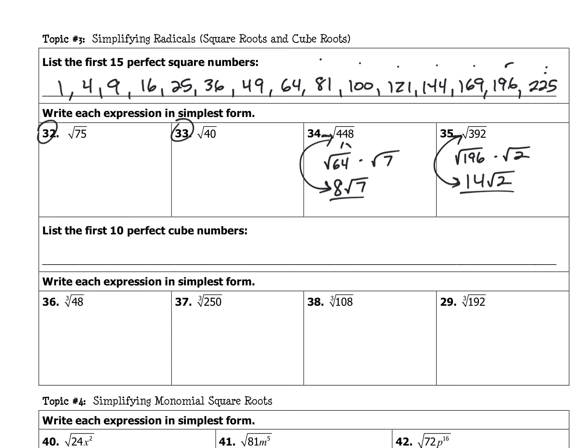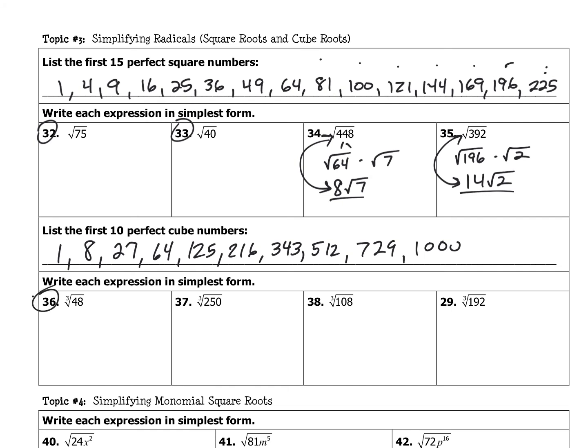All right, so list the first 10 perfect cubes. So this is like the first 10 numbers cubed. 1 cubed is 1, 2 cubed is 8, 3 cubed is 27, 4 cubed is 64, 5 cubed is 125, 6 cubed is 216, 7 cubed is 343, 8 cubed is 512, 9 cubed is 729, and 10 cubed is 1,000. So we're going to do the same thing with these. I'm going to leave you 36 and 37 for your homework. I'm going to do 38 and 39.